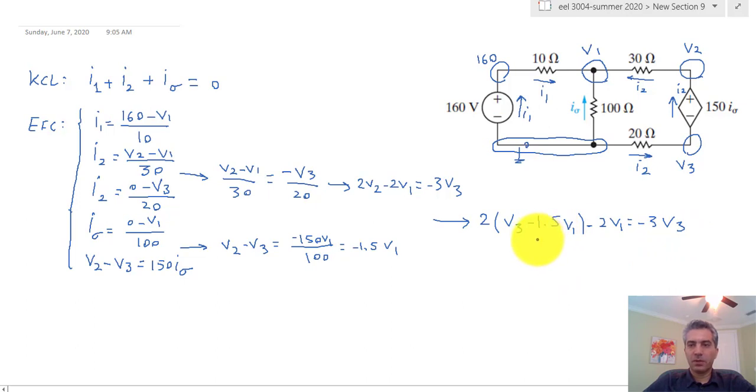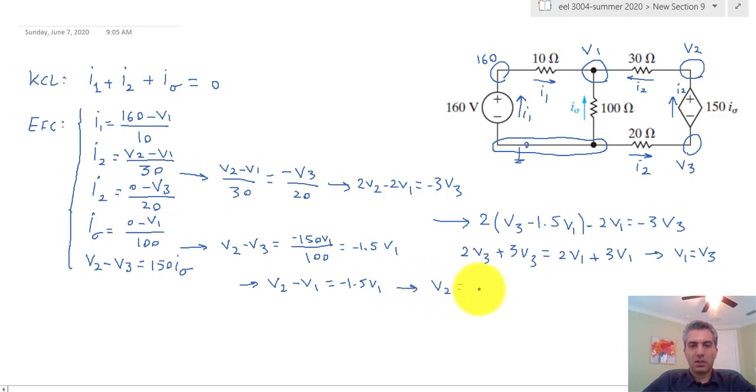So now I'll move things around. So 2 times V3 plus 3 times V3 is equal to 2 times V1 plus 3 times V1. So from this, I actually clearly see that V1 and V3 are the same. So that given, I can put this result back in here. So V2 minus V1 is equal to minus 1.5 V1, from which I can clearly see that V2 is equal to minus 0.5 V1.